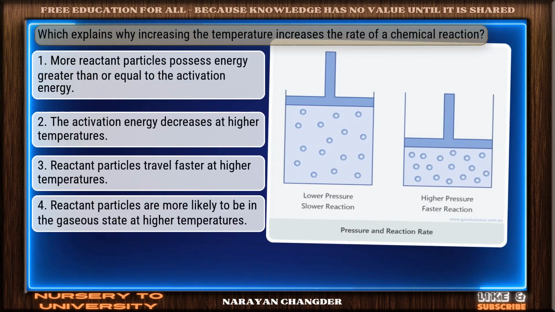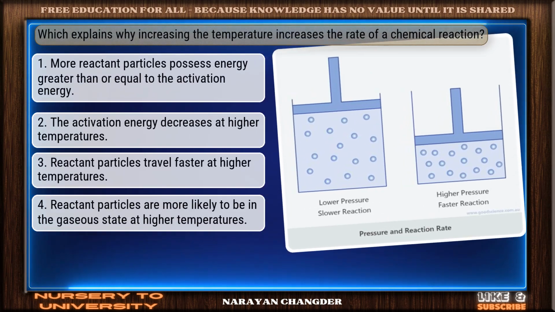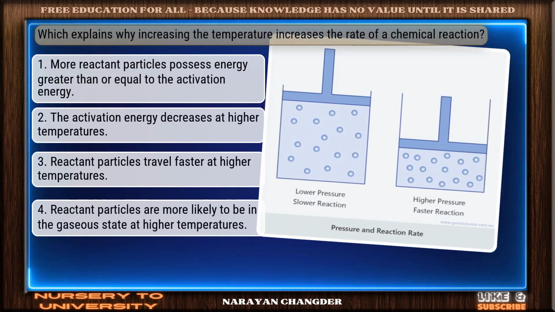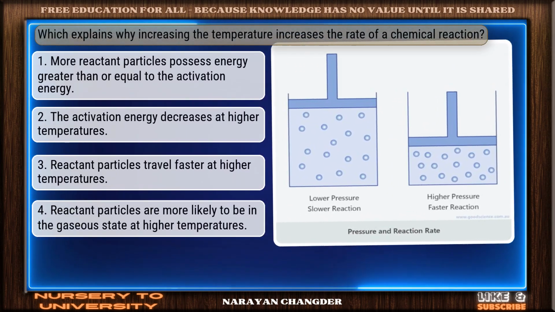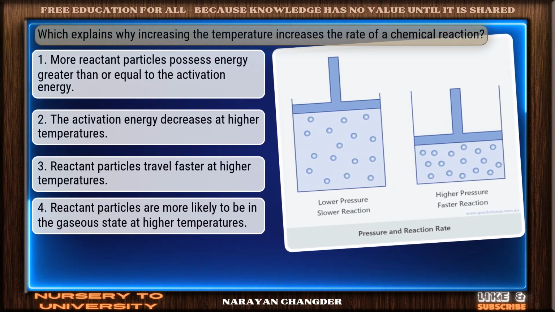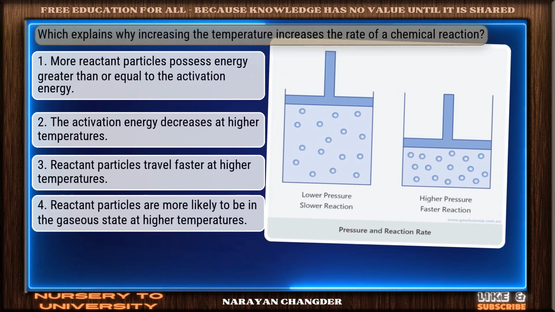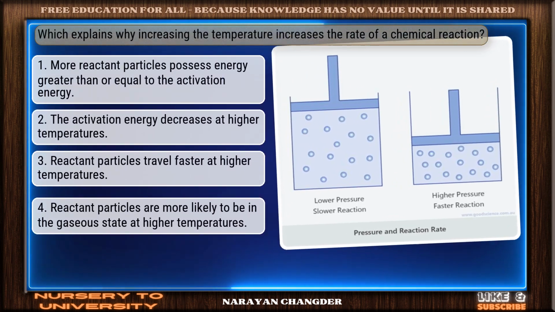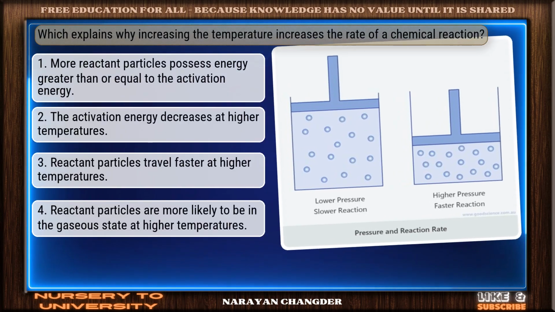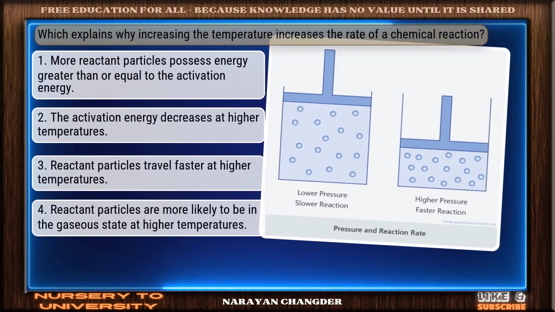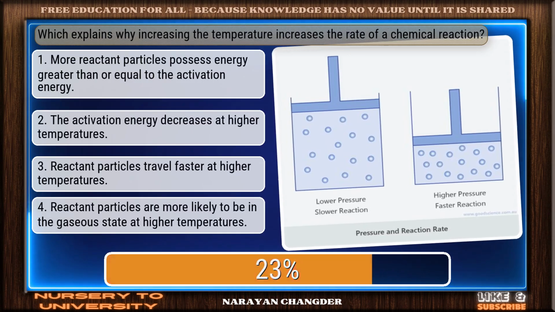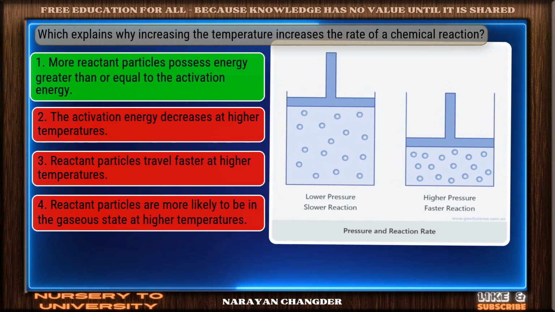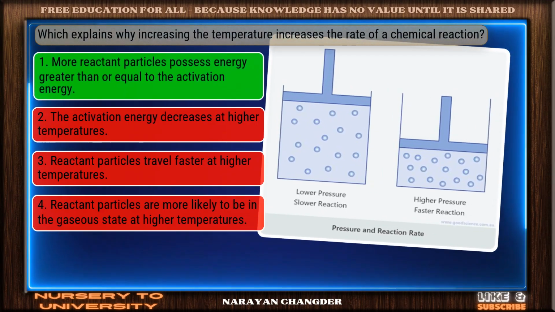Which explains why increasing the temperature increases the rate of a chemical reaction. Option 1. More reactant particles possess energy greater than or equal to the activation energy. Option 2. The activation energy decreases at higher temperatures. Option 3. Reactant particles travel faster at higher temperatures. Option 4. Reactant particles more likely to be in the gaseous state at higher temperatures. Nice. More reactant particles possess energy greater than or equal to the activation energy.